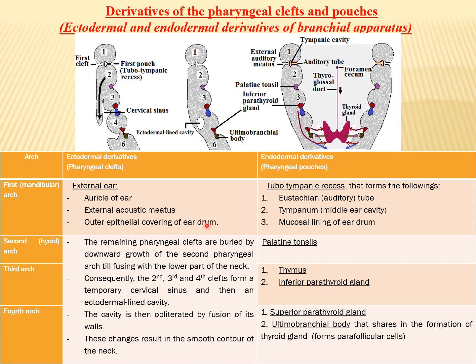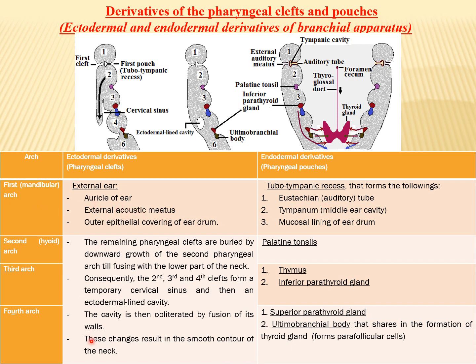On the other side here, the first pouch gives rise to tubotympanic recess, represented here by the Eustachian tube, auditory tube here, and its distal end expand to form tympanic cavity or middle ear cavity, and its end forms the inner layer of the eardrum. This is the first pouch. This is the first cleft.